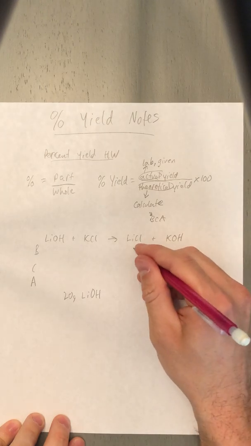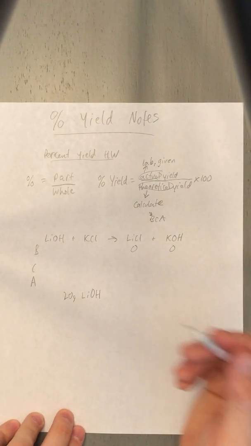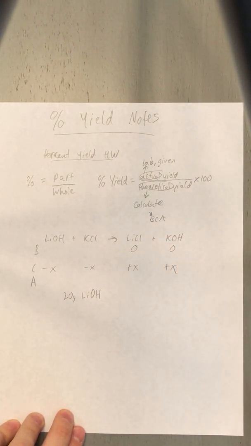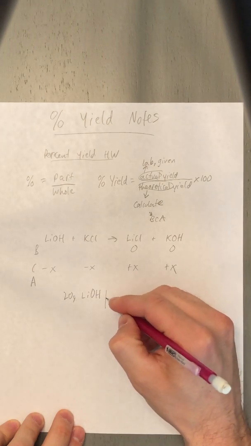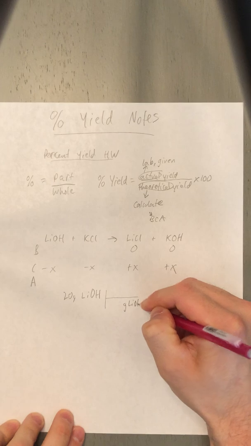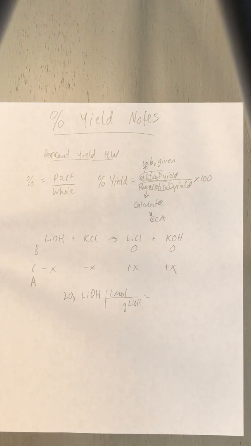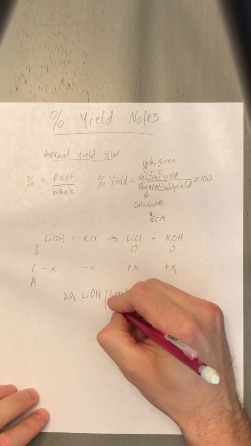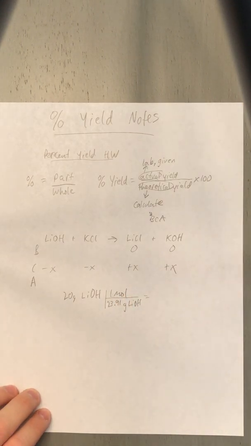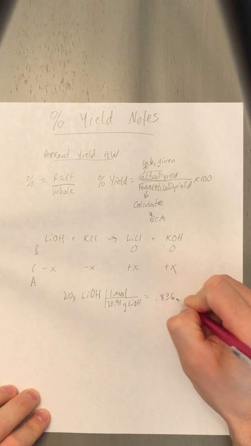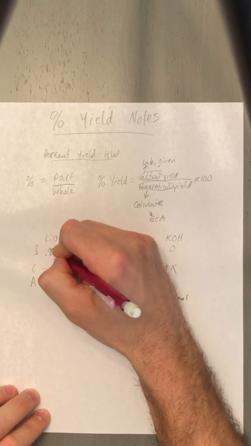As we're filling our table in, we know I have 0 of the products to start with. We're filling in minus x and minus x, plus x, plus x. It's already balanced, so we didn't have to balance it. We've got to convert grams of lithium hydroxide to 1 mole. We can find the molar mass of lithium hydroxide, and we can get to 0.836 moles of lithium hydroxide.